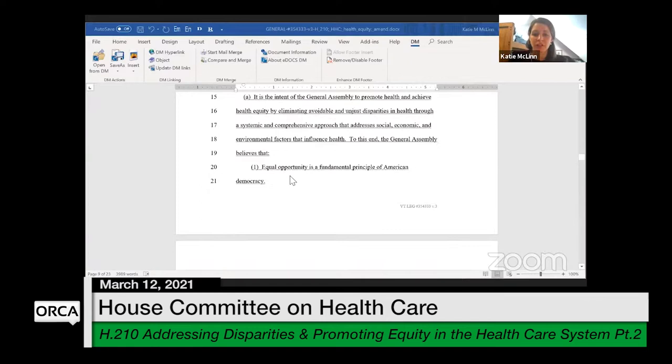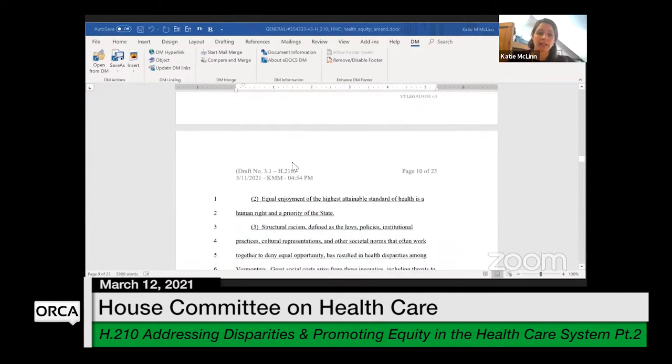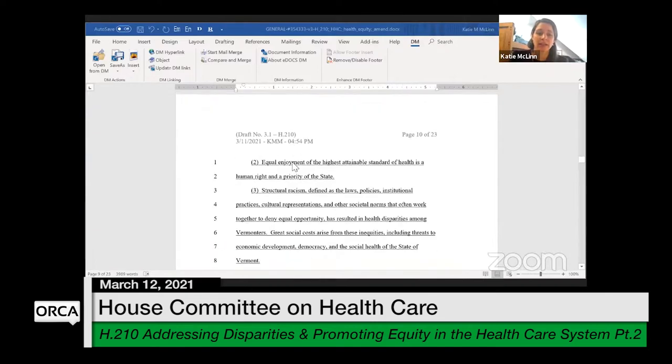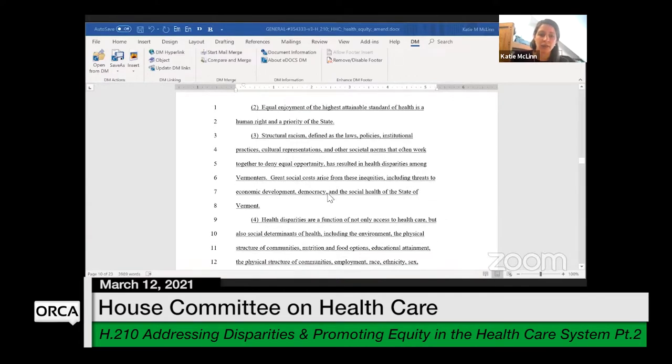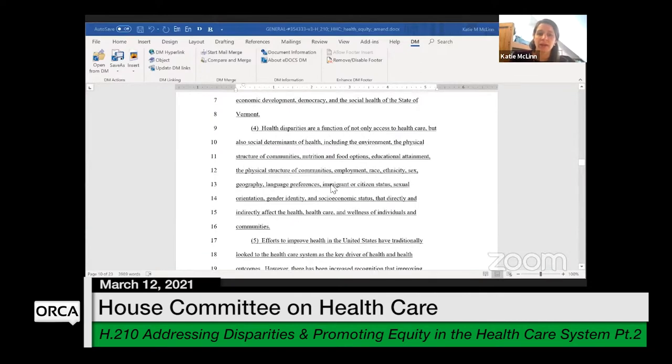And so these are the beliefs of the General Assembly. One, equal opportunity is a fundamental principle of American democracy. Two, equal enjoyment of the highest attainable standard of health is a human right and a priority to the state. Three, structural racism, defined as the laws, policies, institutional practices, and cultural representations and other societal norms that often work together to deny equal opportunity, has resulted in health disparities among Vermonters. And great social costs arise from these inequities, including threats to economic development, democracy, and social health of the state of Vermont.